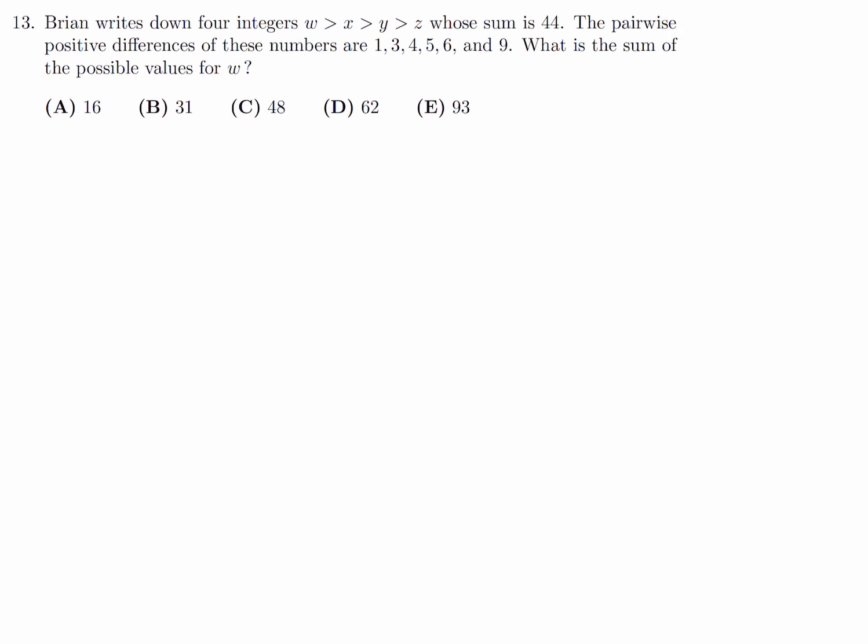Brian writes down 4 integers, w, x, y, z, whose sum is 44. The pairwise positive differences of these numbers is 1, 3, 4, 5, 6, 9. What is the sum of the possible values for w? Well, let's put all of these on a number line and discuss what possible choices we have. Now, this is very helpful. They told us that w is greater than x, is greater than y, is greater than z, right?